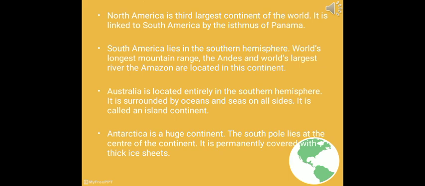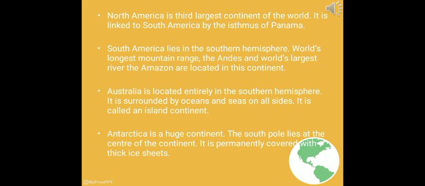Next one is Australia. Australia is the smallest continent and lies entirely in the southern hemisphere. It is surrounded on all sides by oceans and seas. It is therefore called an island continent.